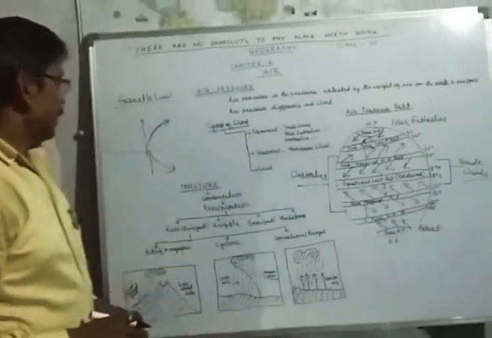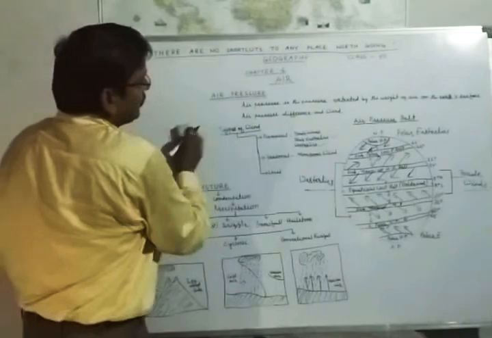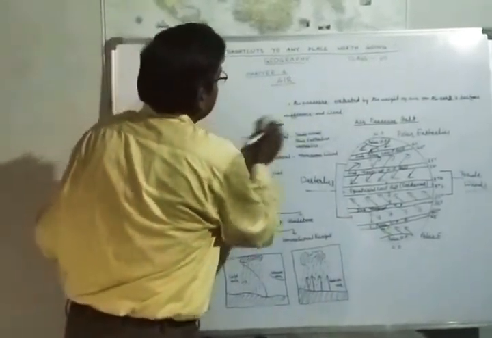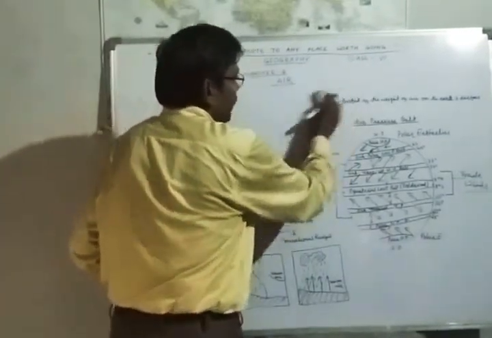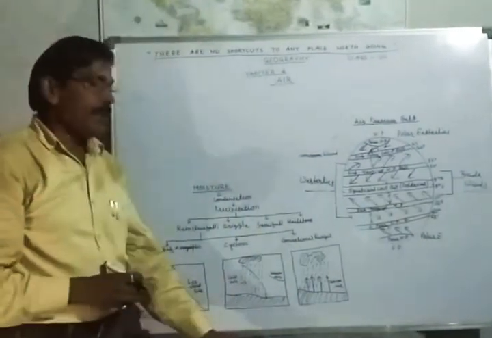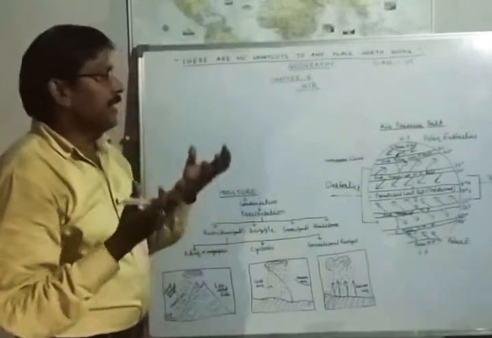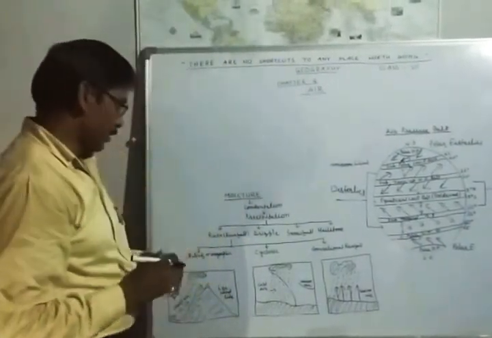Okay children, now my next topic is moisture. Children, you all know that when the sun rays fall on the water masses, the water gets evaporated and the water vapor goes into the atmosphere. The water vapor that is present in the atmosphere is called moisture.